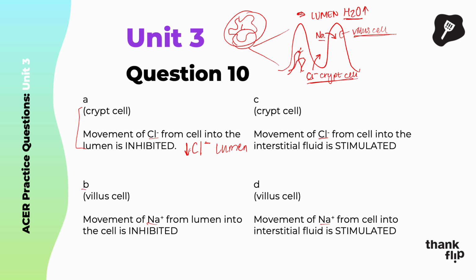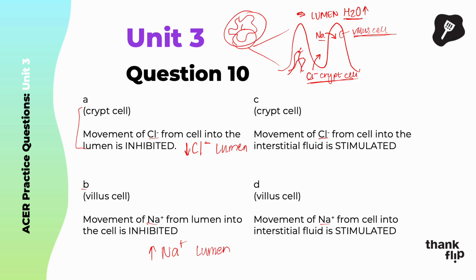Let's move on to option B. Option B, we have movement of sodium from the lumen into the cell is inhibited, which means that there's going to be a buildup in the lumen. So we can draw an arrow like that.